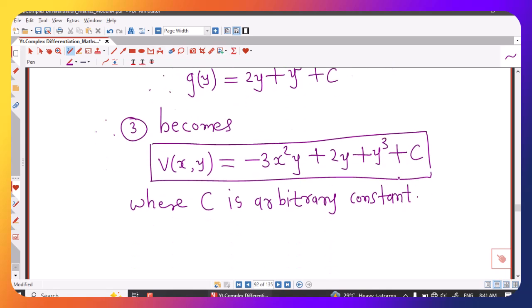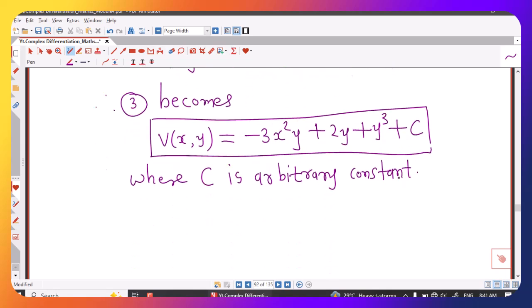So in this way we have obtained the harmonic conjugate of the given function, and we will continue with this type of problems in upcoming lectures.